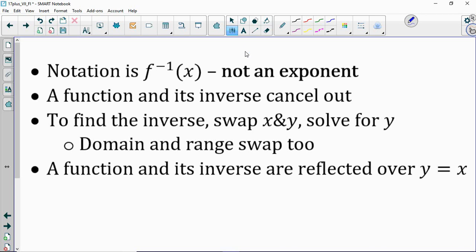A function and its inverse are always going to cancel out, so they're always going to give us x as the output whenever we compose a function and its inverse. We're going to find an inverse by swapping x and y, just having them switch positions, and then solving for y again. And the domain and the range are going to therefore switch as well. And graphically speaking, a function and its inverse are reflected over the line y equals x.